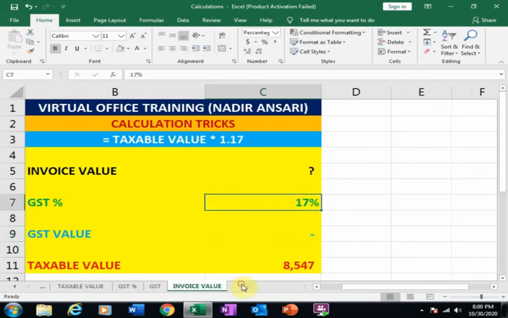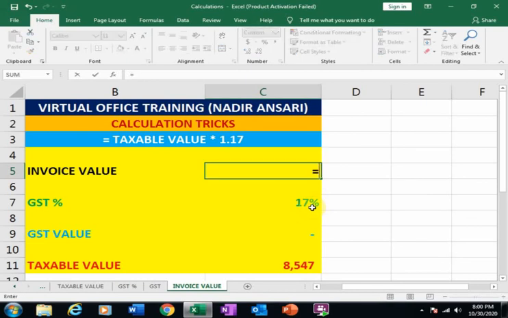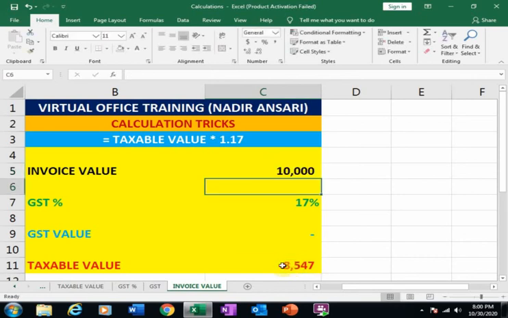Look at another sheet. Here I want to know the invoice value. Here taxable value and GST percentage are given and I want to know the invoice value. How to calculate invoice value? Taxable value multiply by 1.17 because GST is 17%. Just type equal to taxable value multiply by 1.17. Now you will get the invoice value.